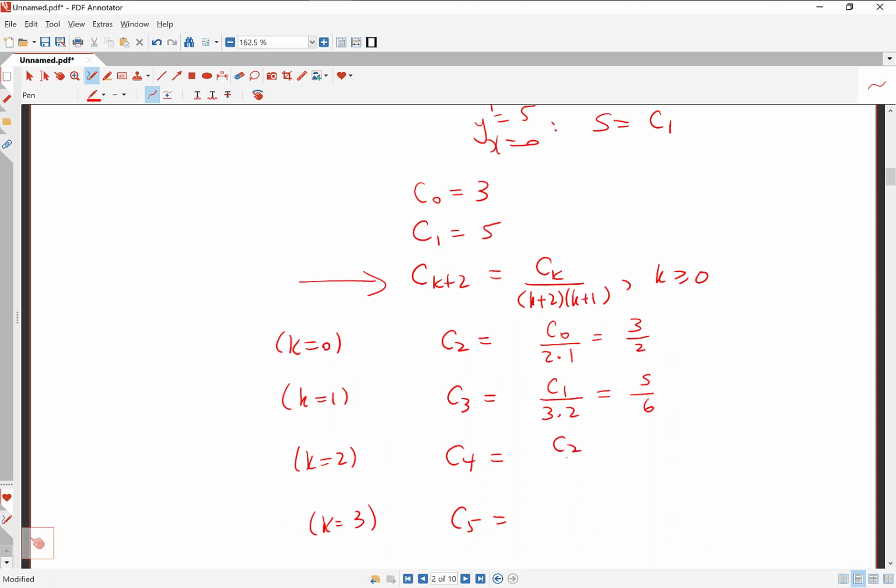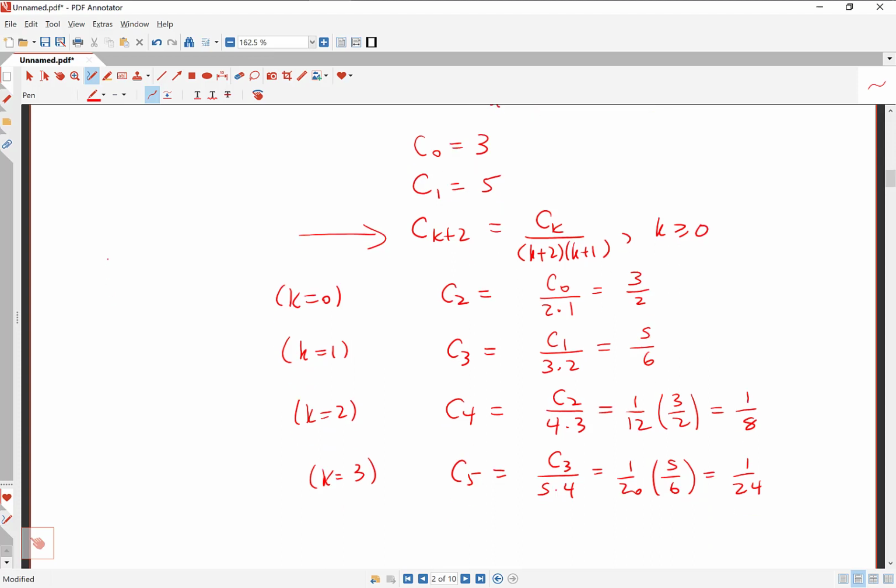c4 is going to be c2 over 4 times 3. So we could say that's 1/12 of whatever c2 was, but c2 was 3/2. So we get 3 over 24, or we might call that 1 over 8. c5 would be c3 over 5 times 4. So that's 1/20th of whatever c3 was. We figured out that c3 was 5 over 6. So we could call that 5 over 120, which simplifies to 1 over 24. So there we have our coefficients.